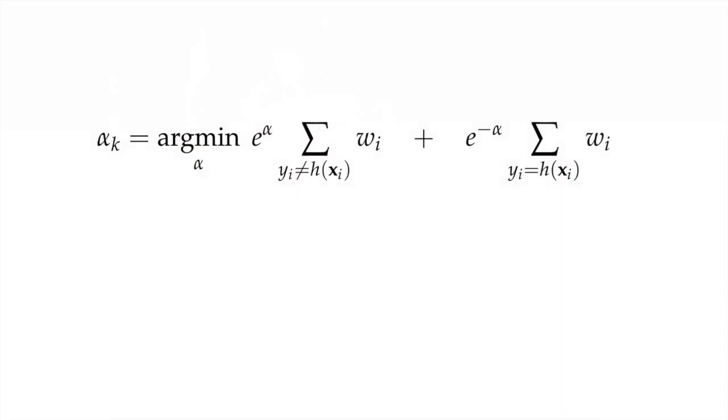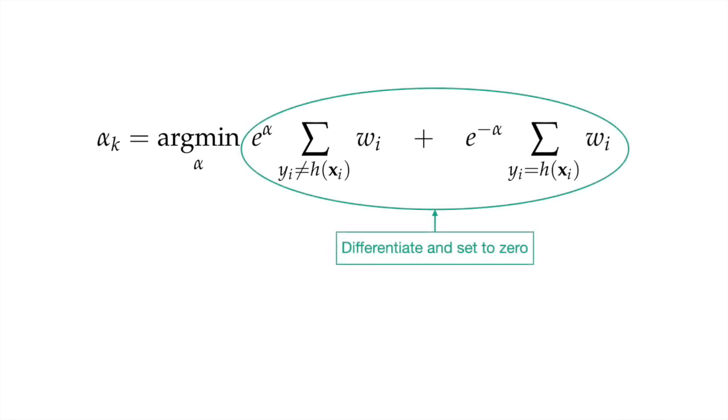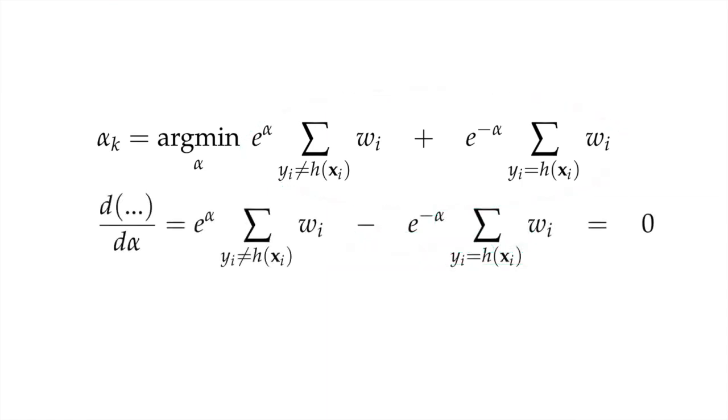At this point, we assume we've fitted h k, and so we know what the correct and incorrect answers are. And so what we need to do is minimize this pair of sums here. E to the alpha times the sum of the wrongly classified weights plus e to the minus alpha times the sum of the rightly classified weights. We want to minimize this so we can differentiate it and set it to 0. The differentiation is straightforward because the only terms that depend on alpha are these two exponentials. We set those to 0, we can rearrange and get this expression here.